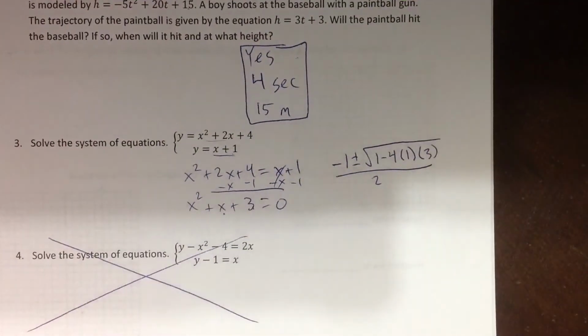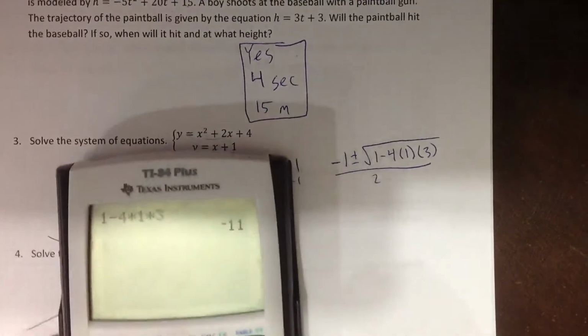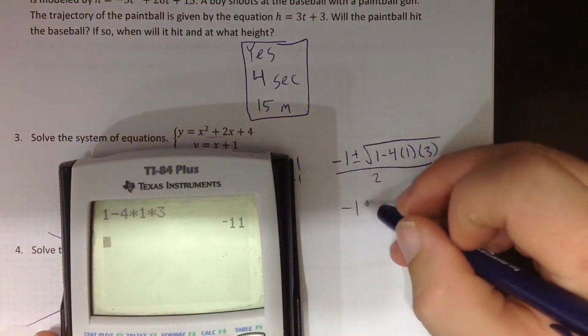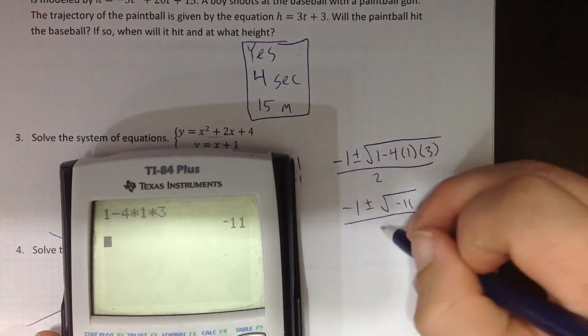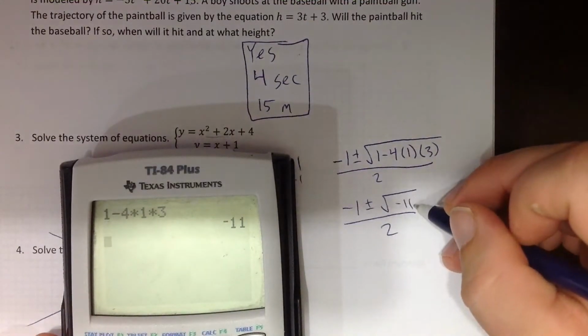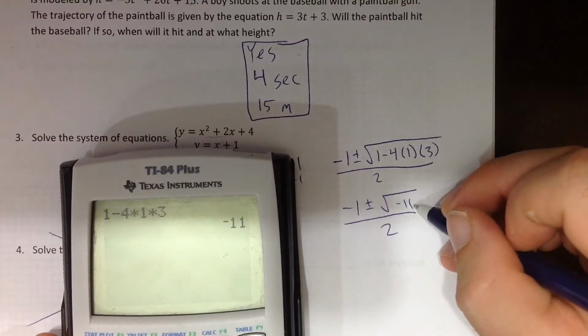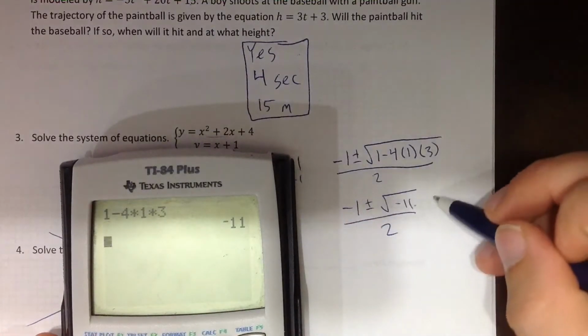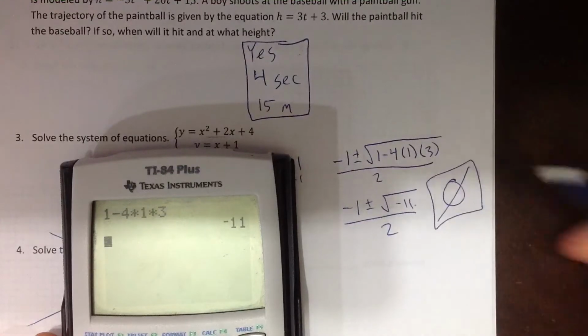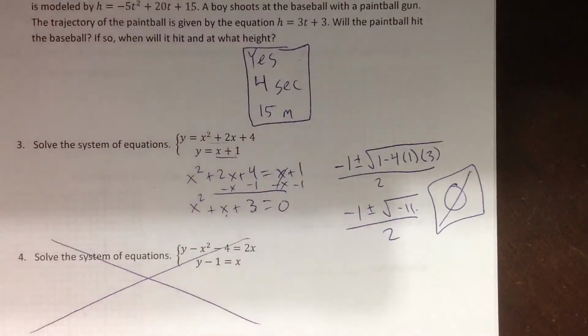And I'll start with that discriminant, the part underneath the square root. So 1 minus 4 times 1 times 3 gets negative 11. And this right here is imaginary. And so I don't have to find the imaginary solutions. This one doesn't hit. And so this answer is no solution. The two graphs never hit each other.